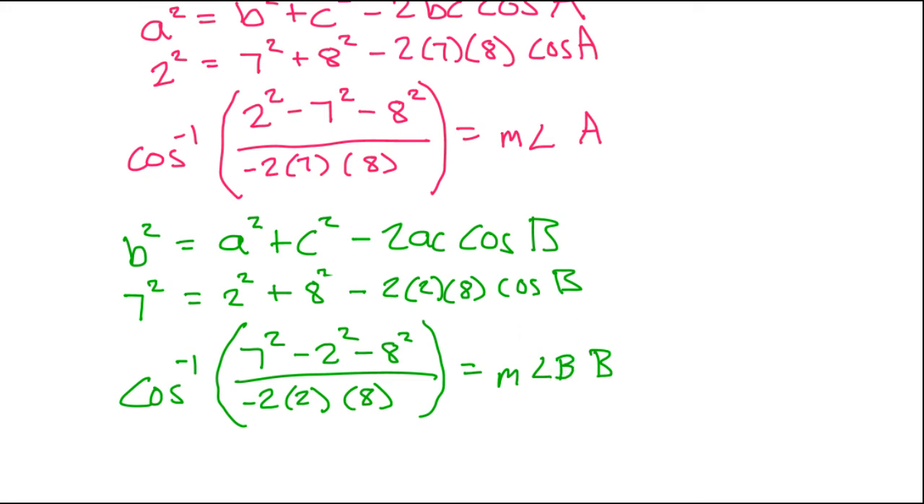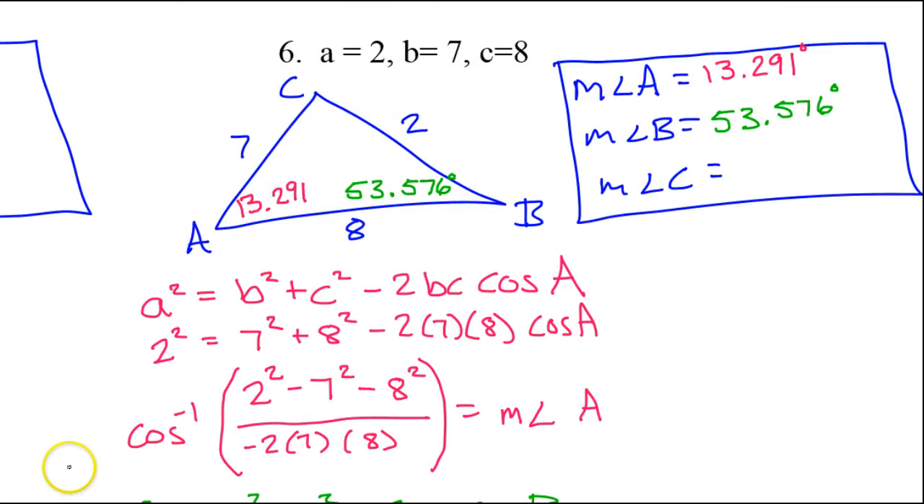I have two B's now. So go ahead and put all of this in your calculator at once to find the measure of angle B. So I got 53.576 degrees. Now we can easily find the measure of angle C by subtracting these two angles from 180. So I got 113.133 degrees. And there we have solved triangle number 6.